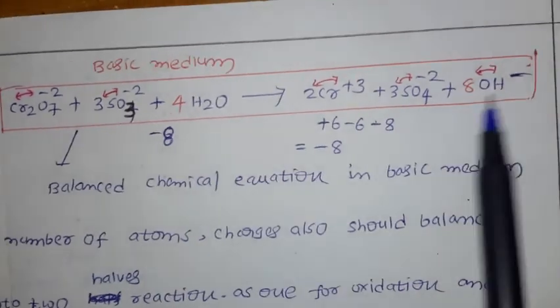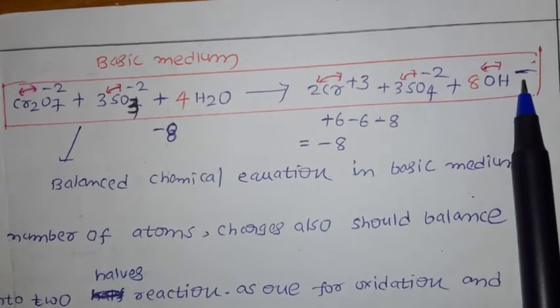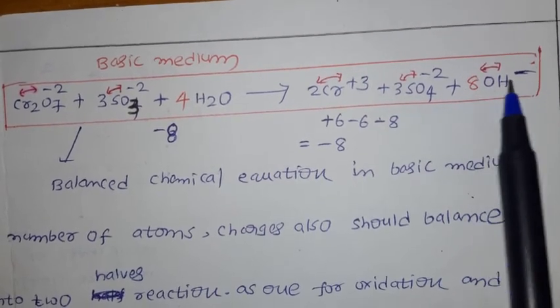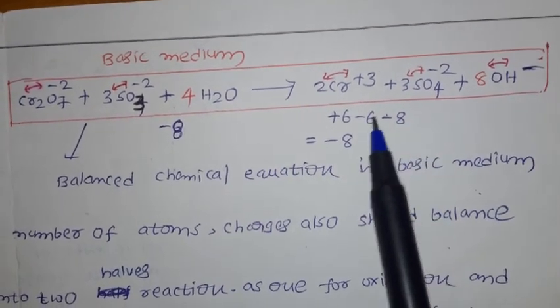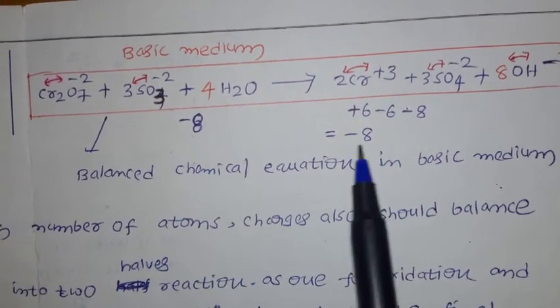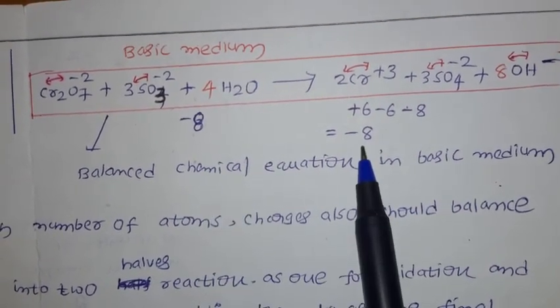Now here we have 8 OH minus ions. The charge of 1 OH minus ion is minus 1. Here the total coefficient is 8, so 8 into minus 1 is minus 8. If you simplify, we get minus 8 at the reactant side, so both sides have the same value.